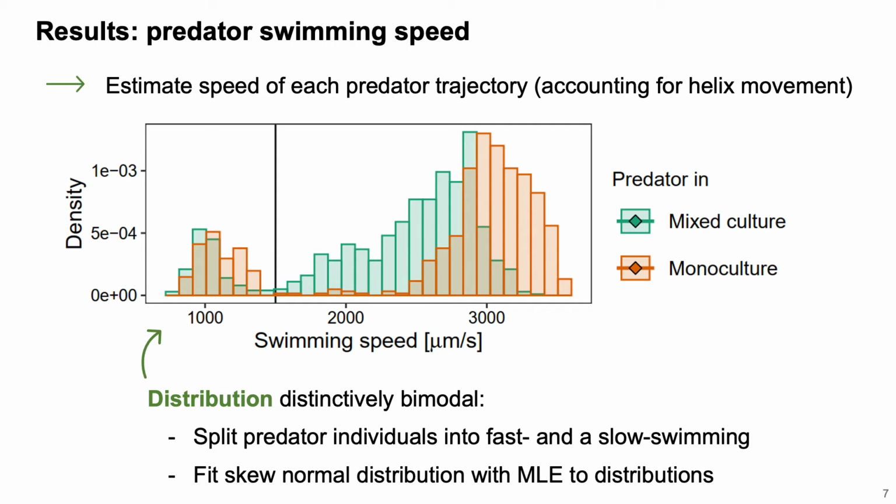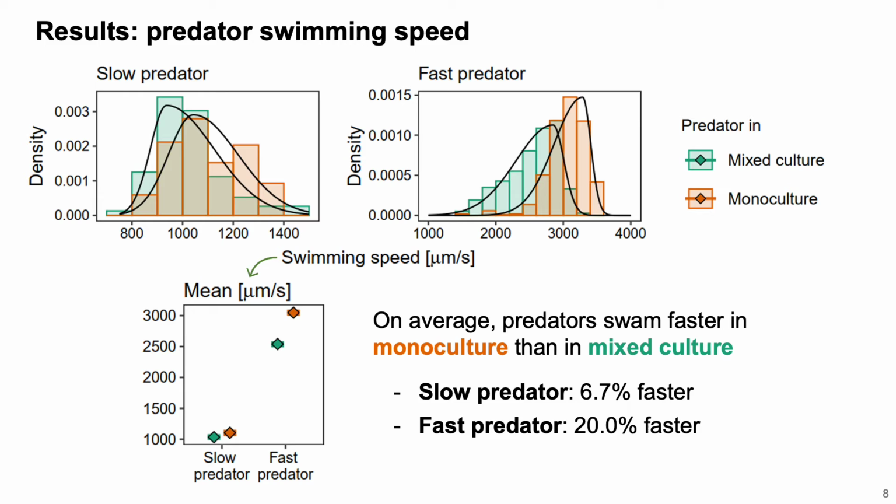Based on this, we classified each predator individual as either slow or fast-moving, with a threshold at 1500 micrometers per second. To quantify differences between the 2 culture types, we fitted a skew-normal distribution to this data using maximum likelihood estimation. On this slide, we see the results of fitting the skew-normal distribution, in the top left figure for the slow predator and in the top right figure for the fast predator.